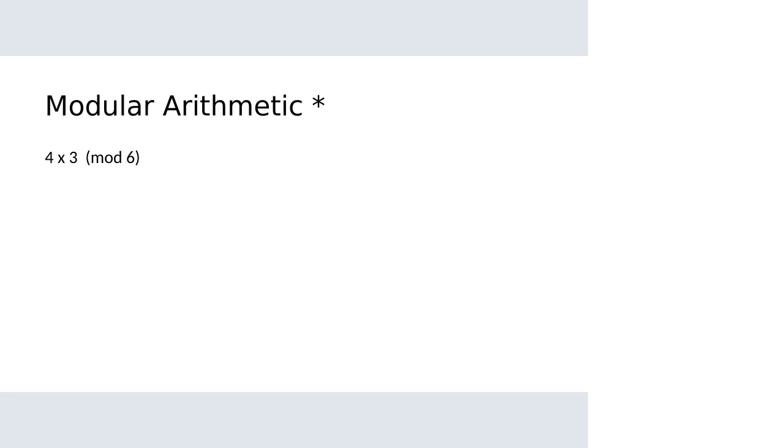So as I look at this one, we'll do it without the picture first. We'll add the picture in after. So if I want to do 4 times 3, 4 times 3 is certainly going to be 12. Problem is, in a mod 6 system, that only has 0, 1, 2, 3, 4, and 5 in it. It doesn't have 12. So I can't have 12 as an answer.